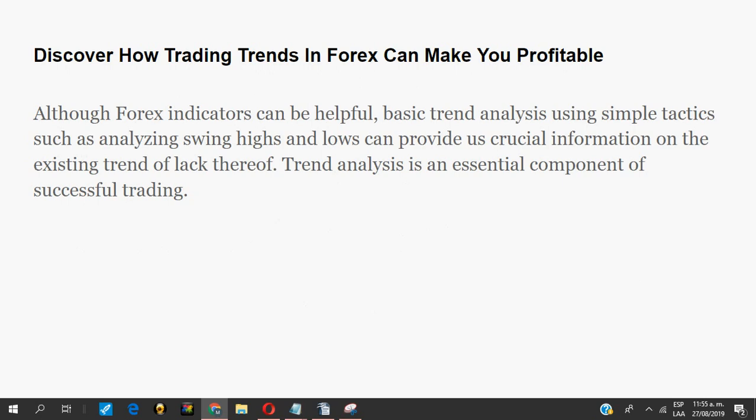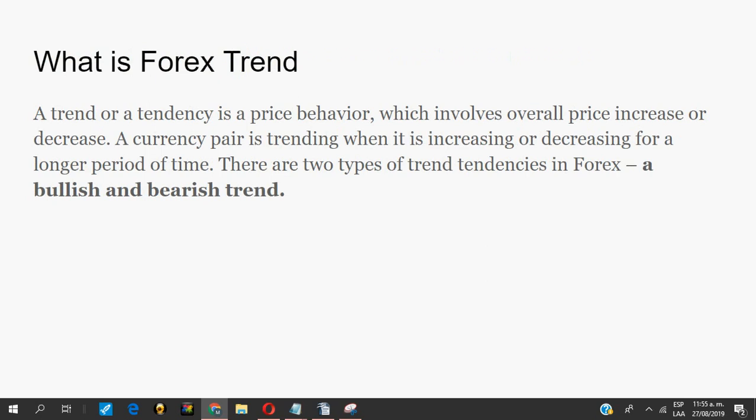Although Forex indicators can be helpful, basic trend analysis using simple tactics such as analyzing swing highs and lows can provide us crucial information on the existent trend or lack thereof. Trend analysis is an essential component of successful trading. What is Forex trend? A trend or a tendency is a price behavior which involves overall price increase or decrease. A currency pair is trending when it is increasing or decreasing for a longer period of time.